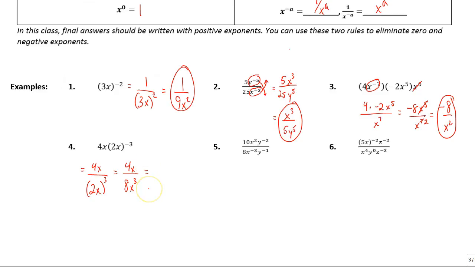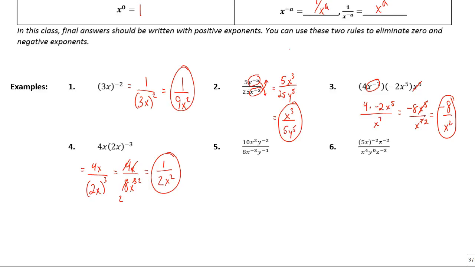Now remember, 4 divided by 4 is 1. And so don't forget that our numerator is not just going to be empty. We're going to have a 1 in the numerator and a 2 in the denominator. And with the x's, we have 1x in the numerator and 3 in the denominator. So I'm going to take 1x from the numerator and 1x from the denominator, leaving us with x squared in the denominator. So it's 1 over 2x squared would be your final answer for that one.